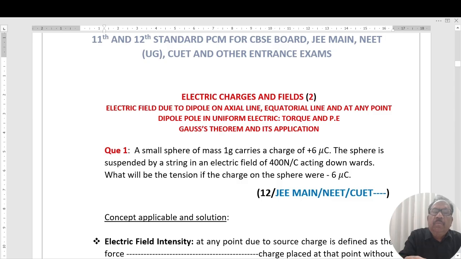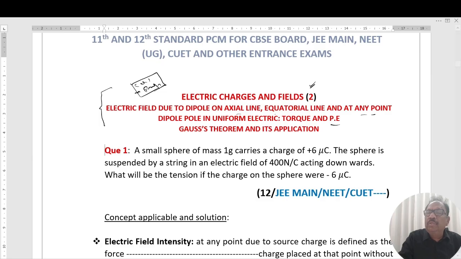In today's session, I am going to discuss electric charge and field part 2 for CBSE purpose. In part 1, I have already discussed Coulomb's law and properties of charges. That session will also be attached with this one. Now, in this chapter, I am going to discuss electric field due to a dipole on an axial line, equatorial line, and any point. A dipole in a uniform electric field experiences torque and has potential energy in rotation.